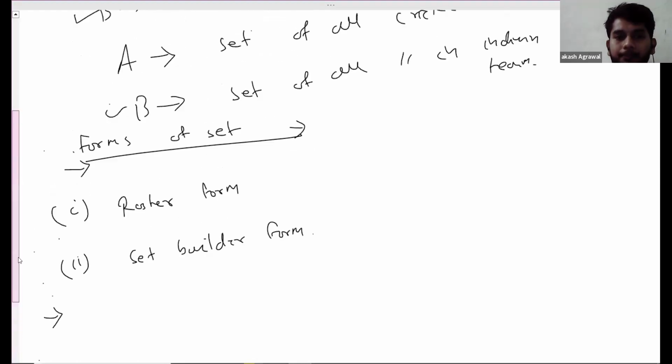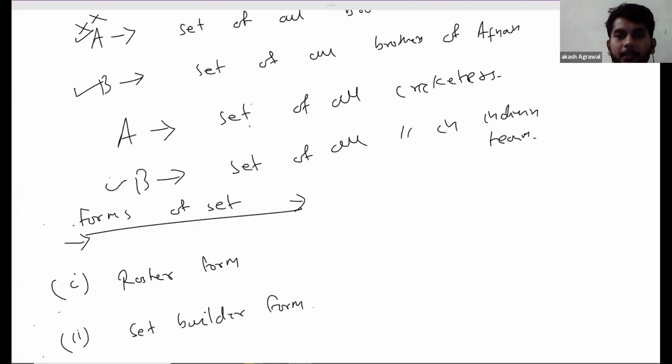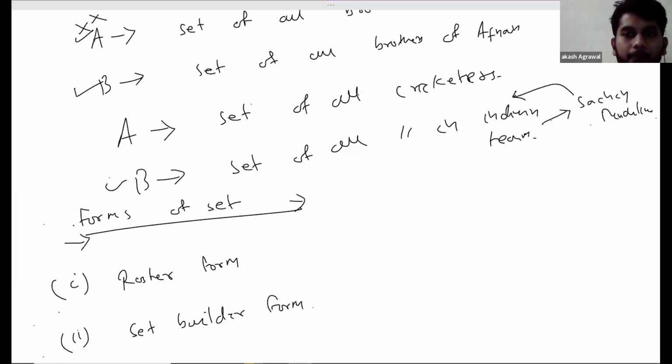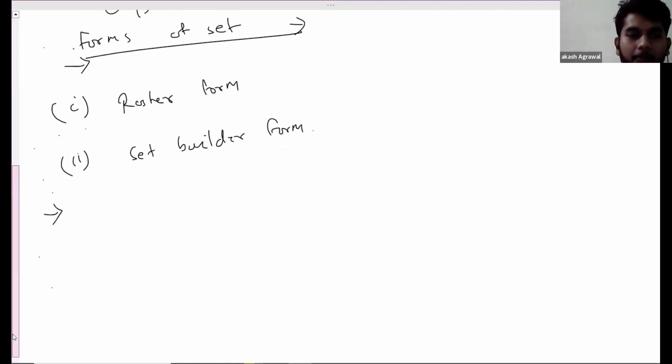Like we said here, set of all cricketers in Indian team. So if I say Sachin Tendulkar, will he be in this set or not? Suppose he is still playing, our brother has not retired. Sachin Tendulkar will be in set B or not? He'll be there, right? So we say S belongs to B. S means Sachin. Sachin belongs to B. Remember this? This is one symbol.